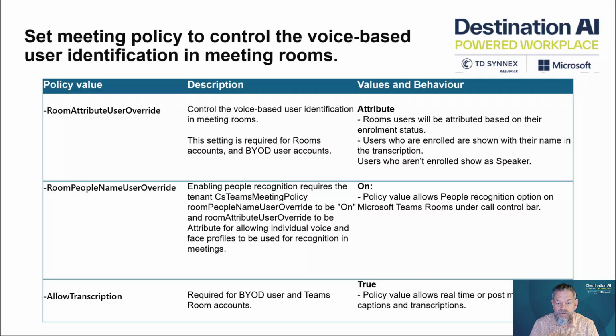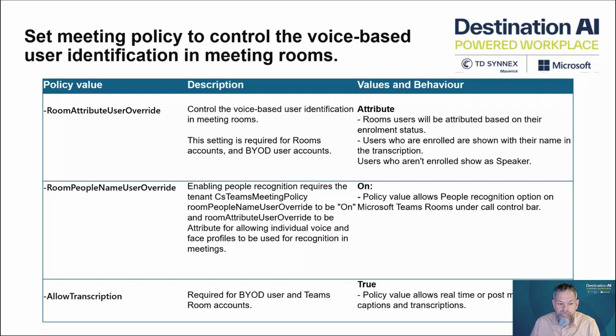By enabling that voice override attribute to attribute, room users are then attributed based on their enrollment status. Users who are enrolled are shown with their names within the transcription, and users who aren't are known as speaker. And every time it grabs another voice that it doesn't yet know, it takes another numeral after it. So speaker 1, speaker 2, speaker 3, if it doesn't know who those three people are.